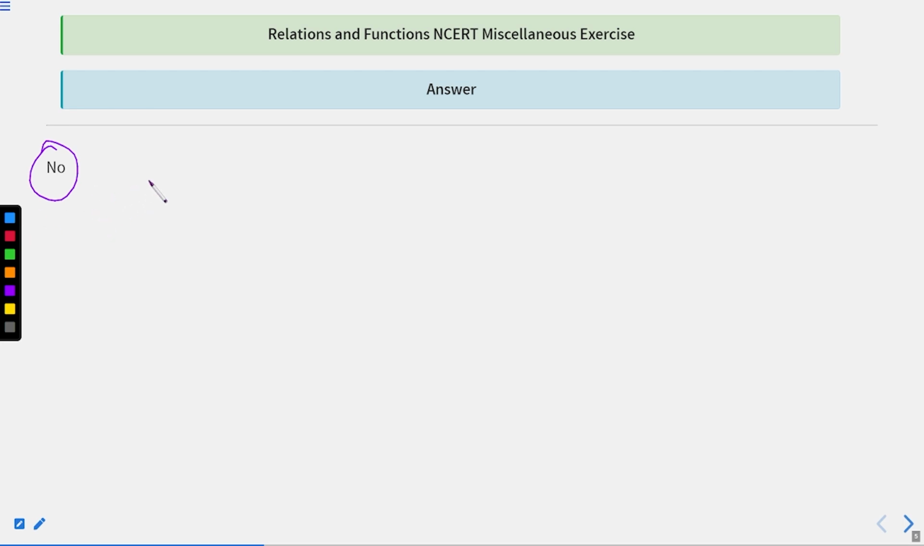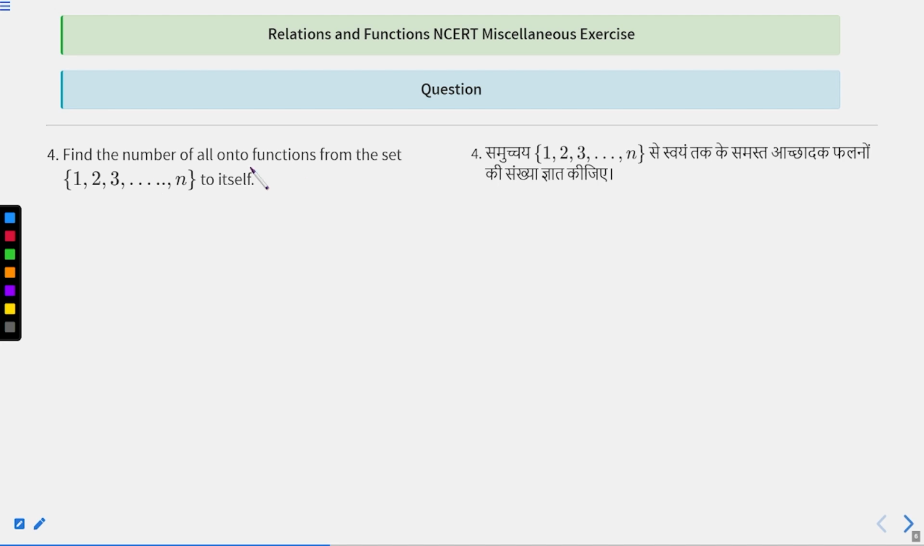Okay, let's move next. Now question 4. Question 4, what it says, find the number of all onto functions from the set to itself. Okay, this is the set A. This is the domain set and this is the codomain set.